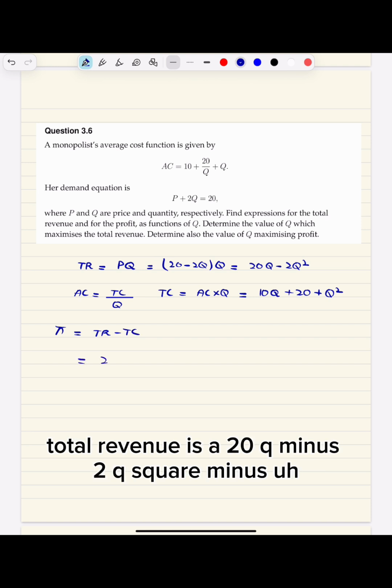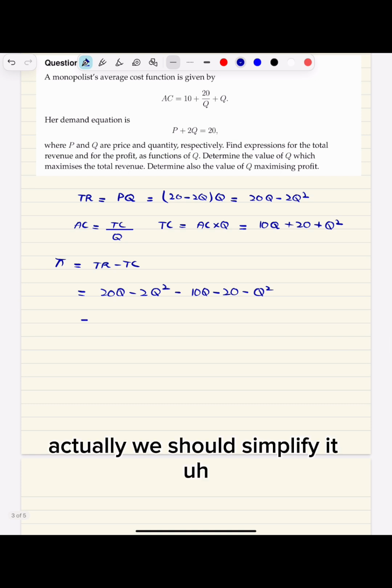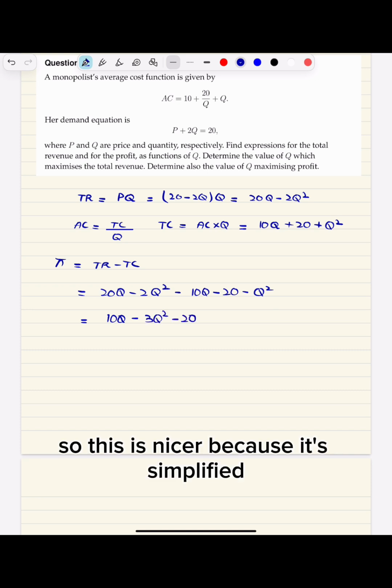Total revenue is 20q minus 2q square, minus 10q minus 20 minus q square. So this is basically our, actually we should simplify it. This becomes 10q minus 3q square minus 20. So this is nicer because it's simplified.